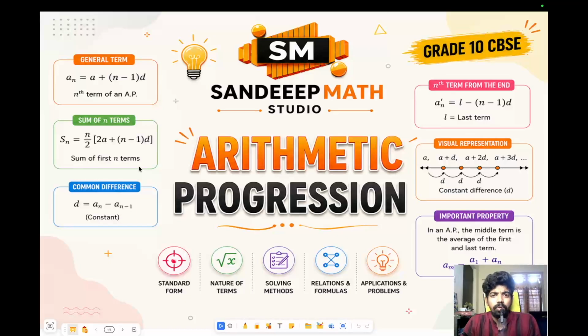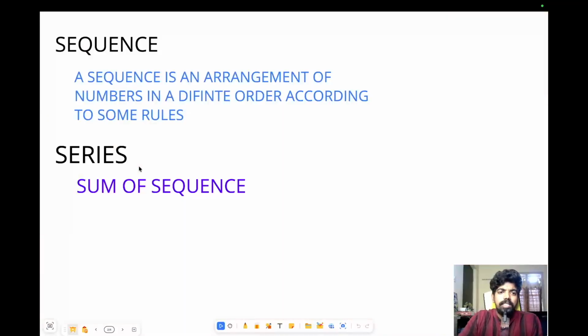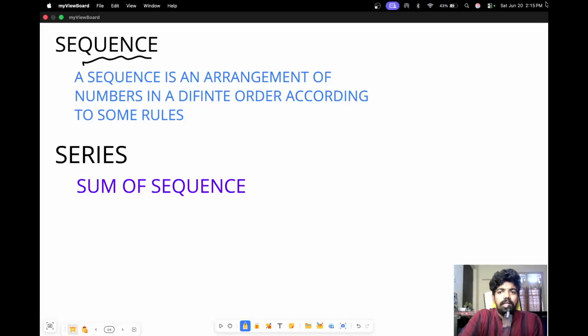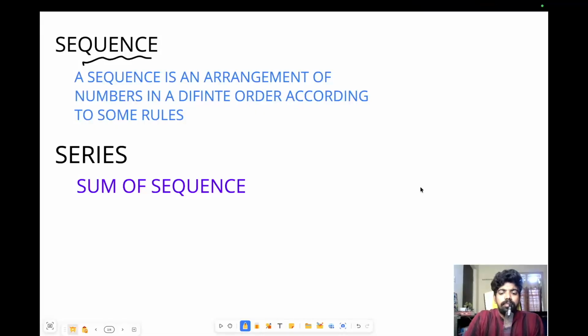Before going to arithmetic progression, we should know what are sequence and series. Based upon that only, we will get to know what is arithmetic progression. Firstly, sequence. What is sequence? A sequence is an arrangement of numbers in a definite order according to some rules. Sequence means a set of numbers arranged in a definite order which has a certain pattern.